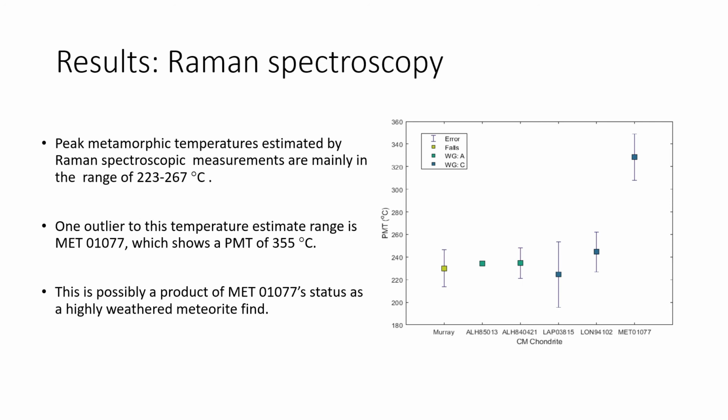Peak metamorphic temperatures estimated by Raman measurements are mainly in the range of 223 degrees to 267 degrees Celsius. There is an outlier to this temperature range, about 355 degrees Celsius, but it's possible that this is due to its status as a highly weathered meteorite find.